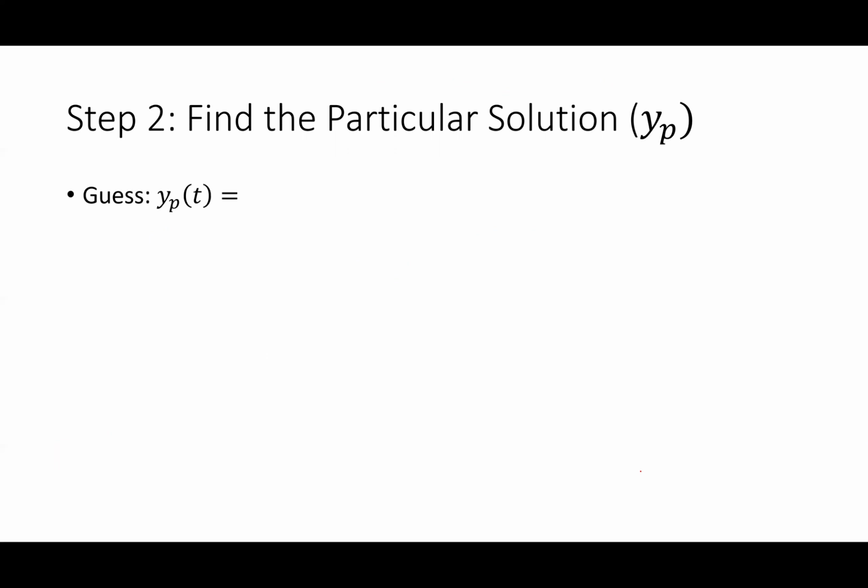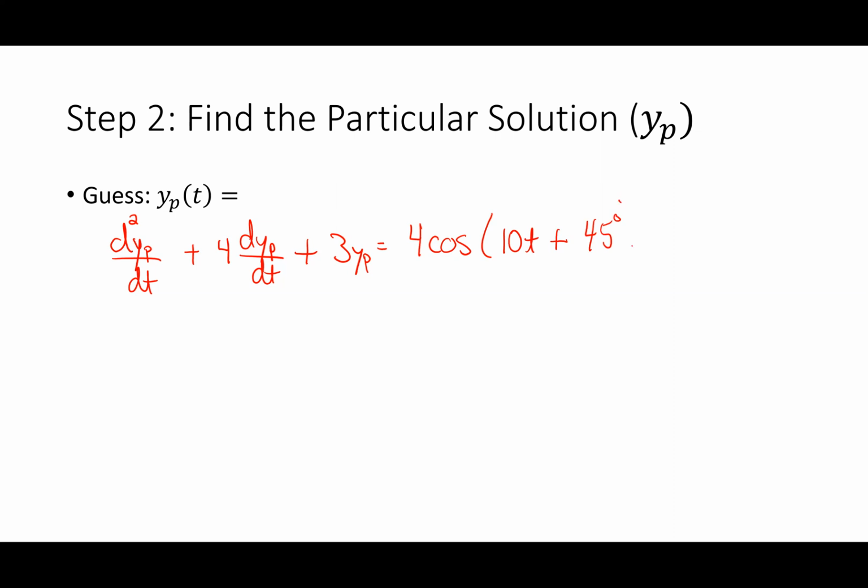So in this case, if I look back to my differential equation, right? My differential equation was essentially this. I had d squared yp by dt squared plus 4 dyp by dt plus 3yp equals 4 cosine 10t plus 45 degrees, like so, okay? And this is for t greater than or equal to 0.